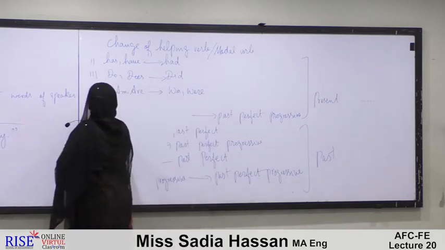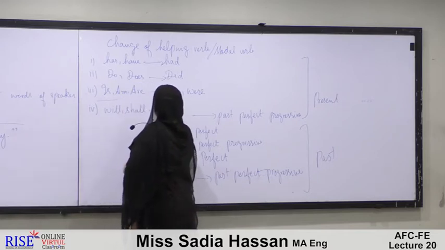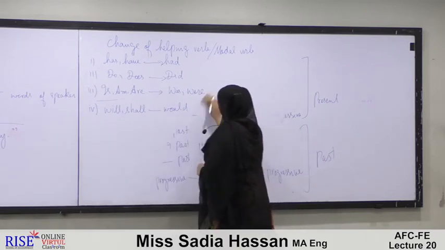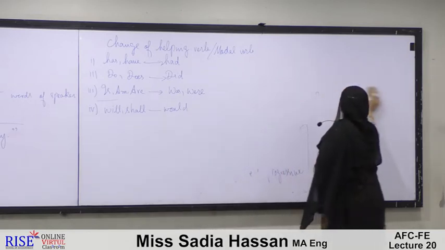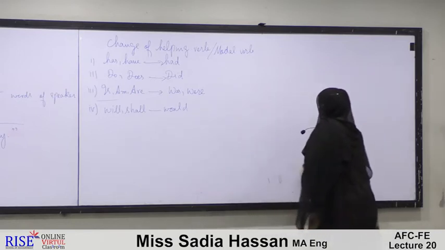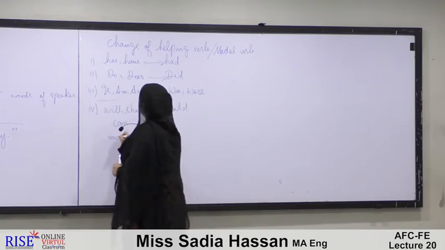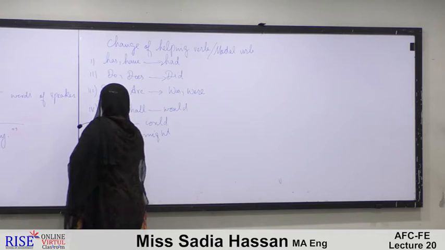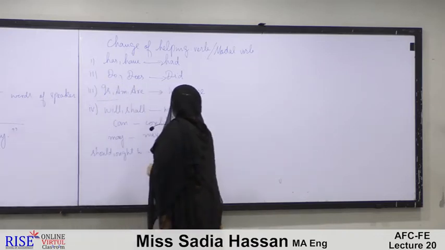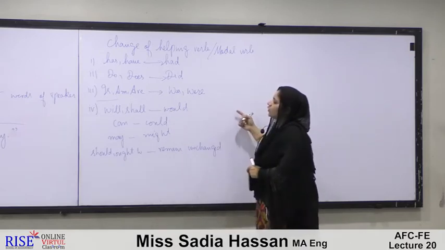Number four: know about the modal verb. Will and shall both change into would. Can is going to change into could. May into might. Fine. Should and ought to remain unchanged. Okay, this was with the use of modal verb.